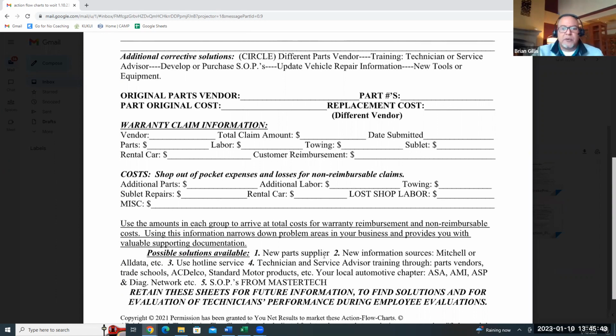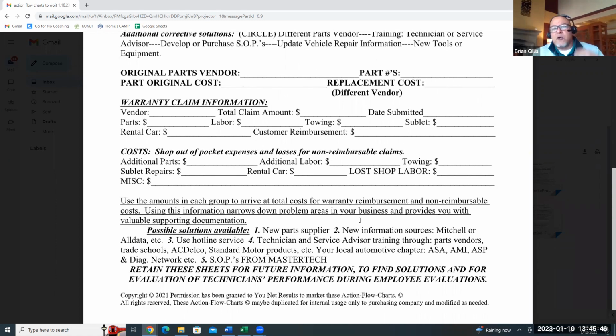Possible solutions available: a new part supplier or maybe a different brand part. New information sources, Mitchell or All Data, etc. Using a hotline service. Technician and service advisor training through parts vendors, trade schools, and so forth. Local automotive repair chapters. The diagnostic network or SOPs. Retain these sheets for future information to find solutions and for evaluation of technician performance during employee evaluations.